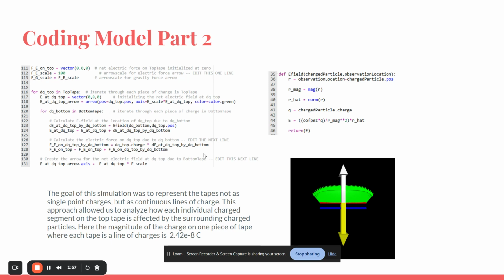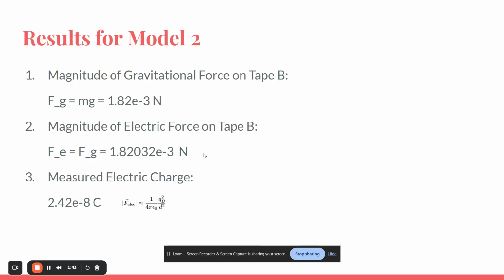And here we also show that the magnitude of the charge on one piece of tape, where each tape is a line of charges, is approximately 2.42 times 10 to the negative 8 coulombs, which is different than the point charge model that we had earlier. And here I have the values of the magnitude of gravitational force and electric force, and they're pretty consistent and equal. And again, there's the measured electric charge.